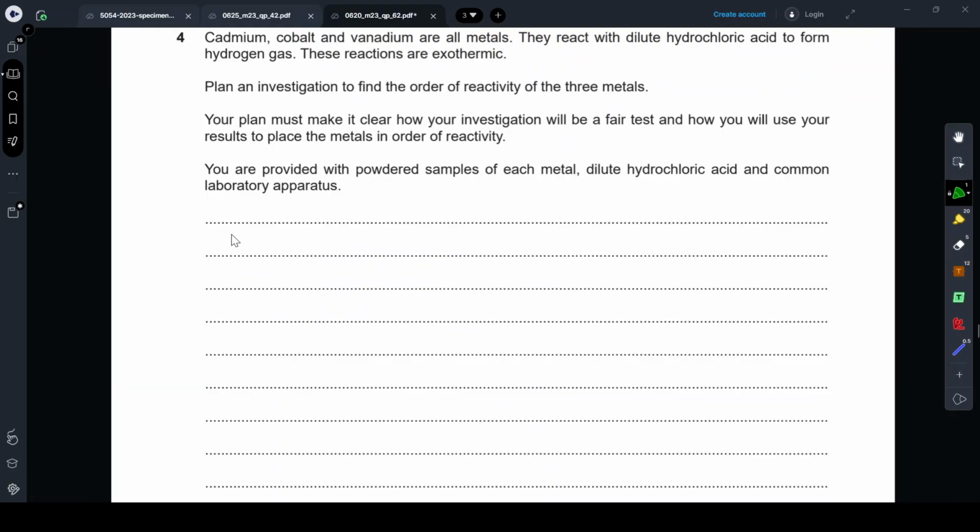Okay. Cadmium, cobalt, and vanadium are all metals. They react with dilute hydrochloric acid to form hydrogen gas. These reactions are exothermic. Plan an investigation to find the order of reactivity of the three metals. Your plan must make it clear how your investigation will be a fair test and how you will use your results to place the metals in order of reactivity. You are provided with powdered samples of each metal, dilute hydrochloric acid, and common laboratory apparatus. What are you going to do?